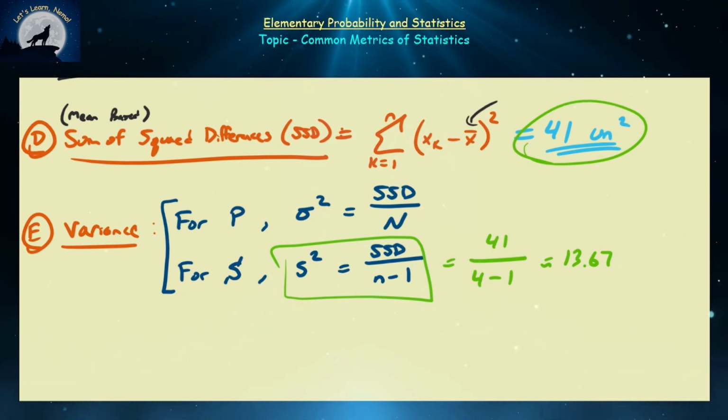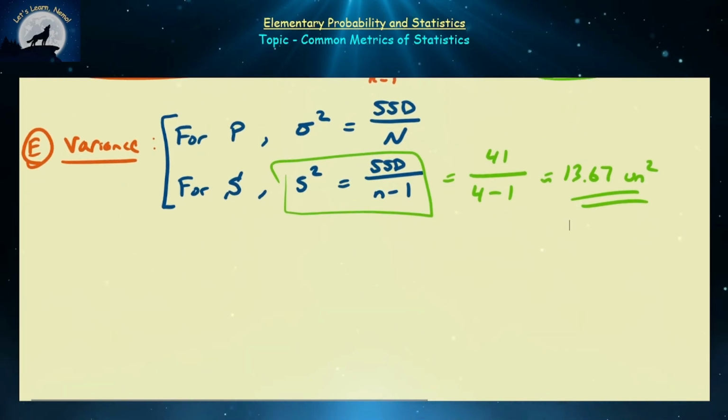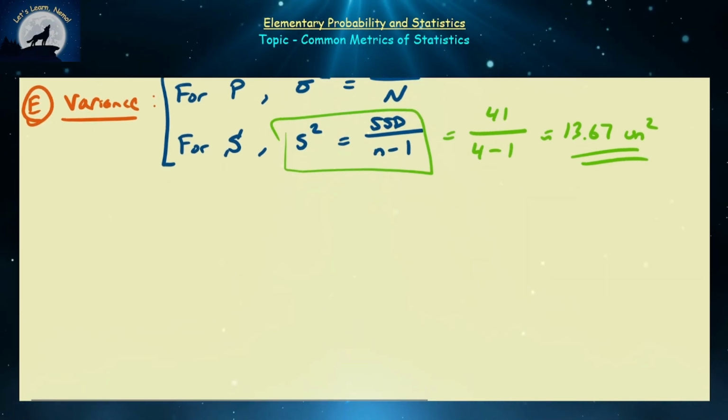13.67. And keep in mind, dividing by a scalar will not change the unit, so this is still going to be in units squared. Right? So since it's in units squared, it's again hard to interpret. So maybe if we take the square root of this metric, we're going to get a more easy to understand metric. And that's where the next one is going to come into the picture.